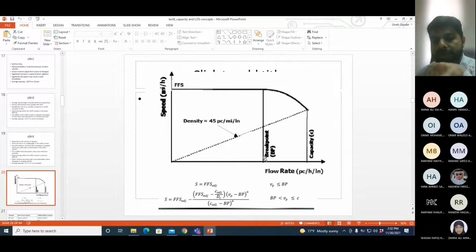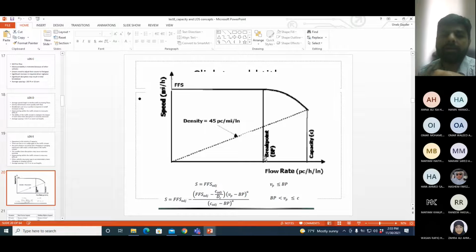Another important thing which they have done in this manual is they have fixed, it was fixed earlier as well, but now they have mentioned it on the graph as well, that the density which you will achieve when you reach capacity is 45 passenger cars per mile per lane. So any freeway or any multi-lane highway, when it reaches a density of 45 passenger cars per mile per lane, it has reached the flow which is equal to its capacity. Okay, so whenever the density reaches this value, the flow reaches capacity. Simple. And it is fixed for all multi-lane highways, for all freeways.